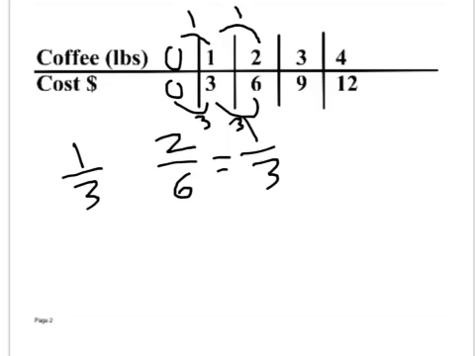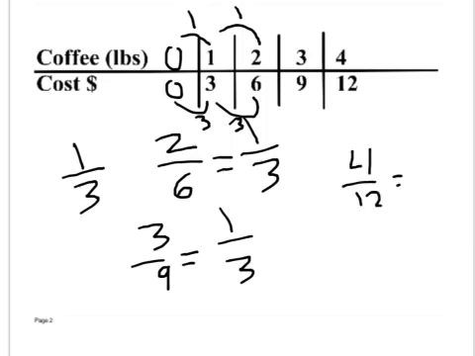Well, let's see if 3/9 is proportional. What is 3/9 reduced down to? 1/3. So is this proportional to this? Yeah. Is this proportional to this? Yeah, because they all equal 1/3, right? Well, we've got one left, 4/12. What was that reduced down to? 1/3. So they all reduce down to 1/3. So what I can say is it is proportional.